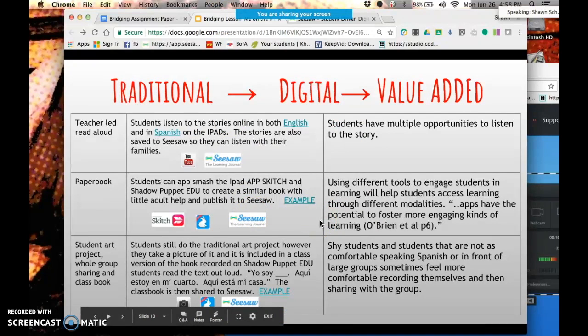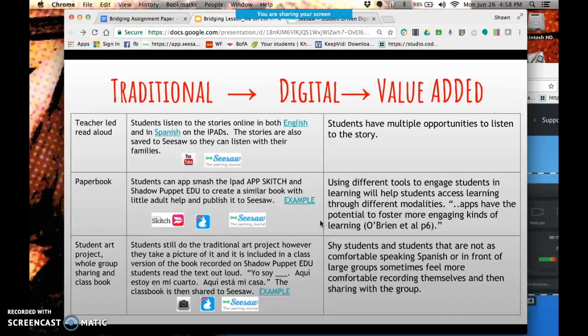Using different tools to engage students in learning will help the students access learning through different modalities. Apps have the potential to foster more engaging kinds of learning. O'Brien et al., page 6.